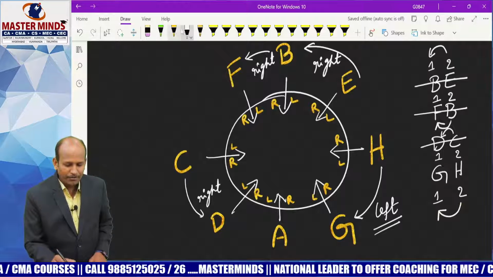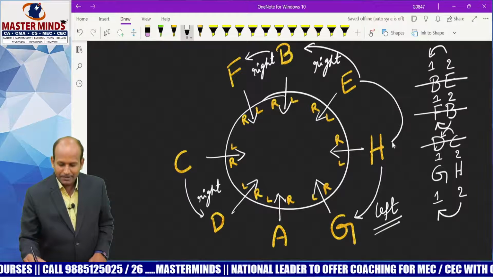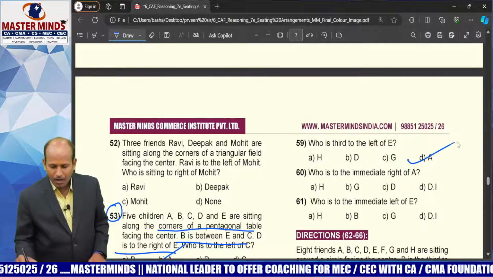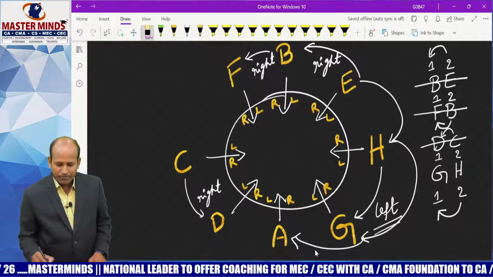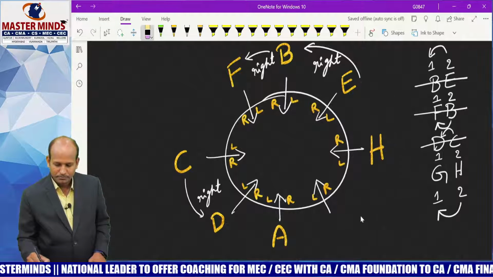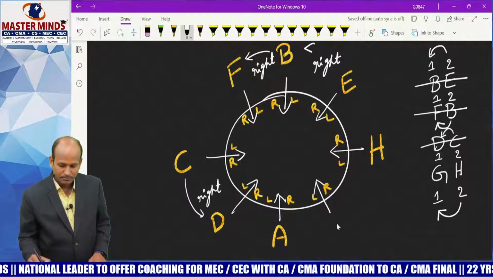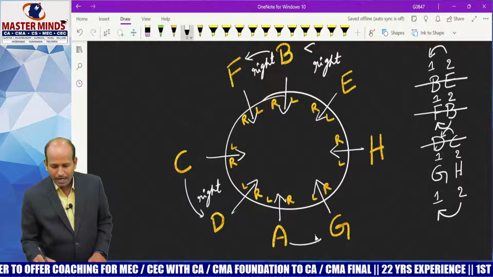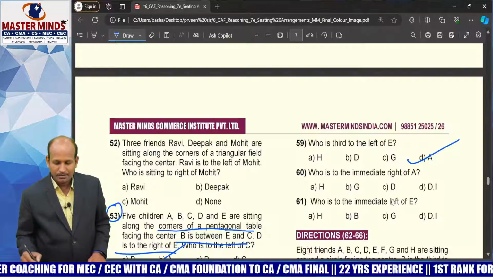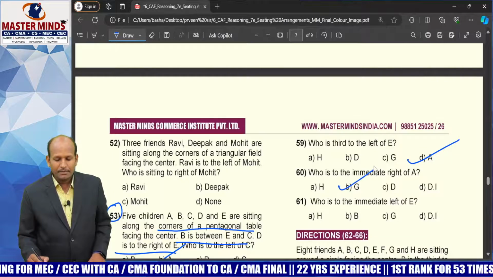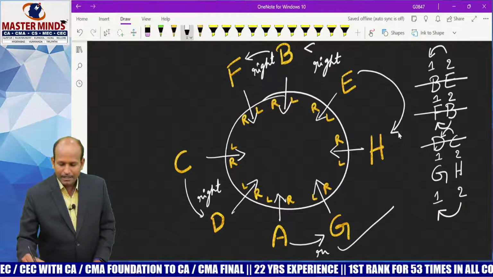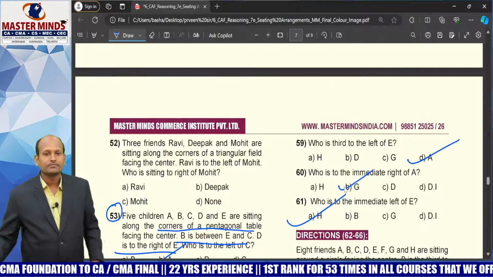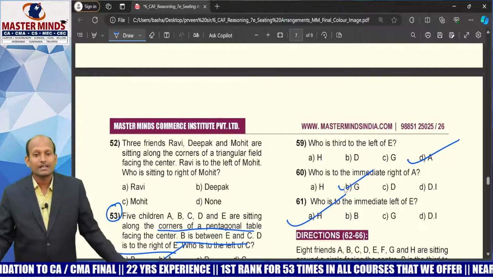Who is third to the left of E? So E, first left H, second left G. Who is third to the left of E means A, option D. Who is immediate right of A? A's immediate right is G, option B. Who is immediate left of E? E's immediate left is H, option A. So this is the explanation for the circular seating arrangement.